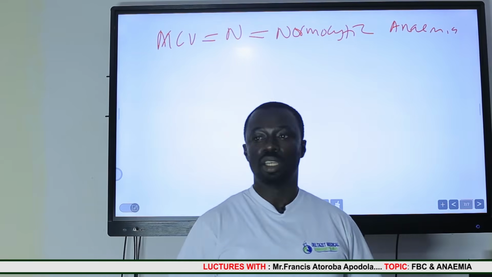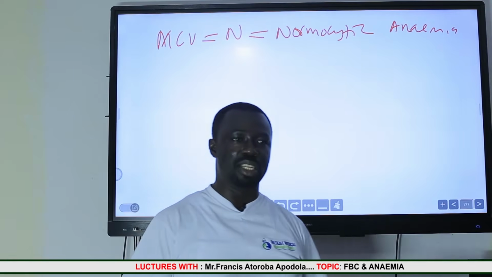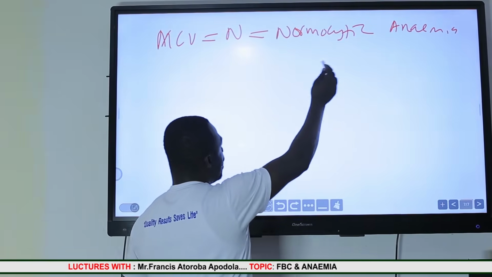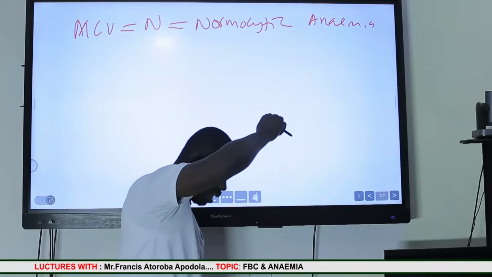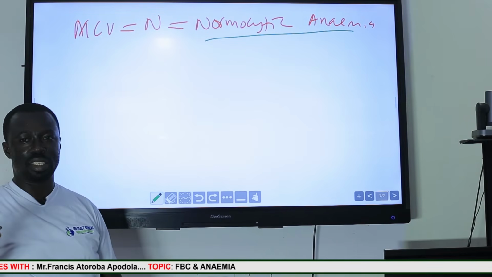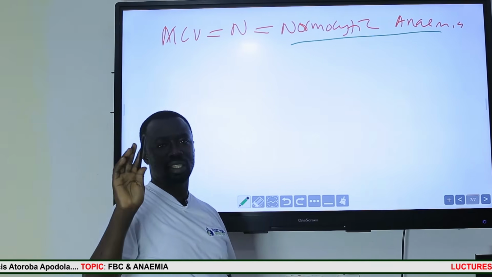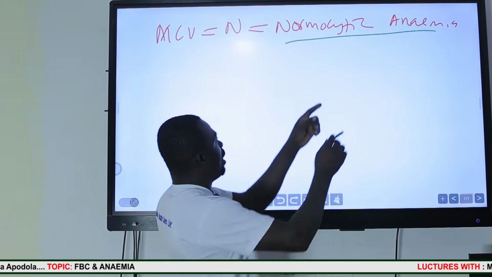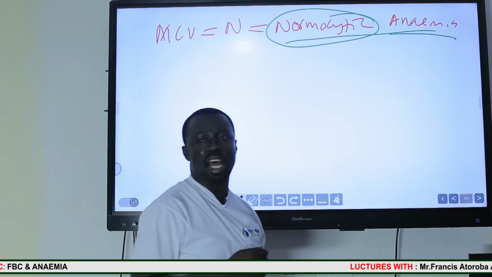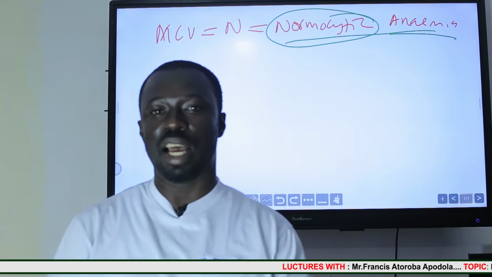Are we together? Good. Then if the MCV is normal, it means you are dealing with what? Normocytic what? Anemia. And once we say you have normocytic anemia, the question now is, if there is anemia, why is it that the red cells are normal in size? Why are the red blood cells normal in size?